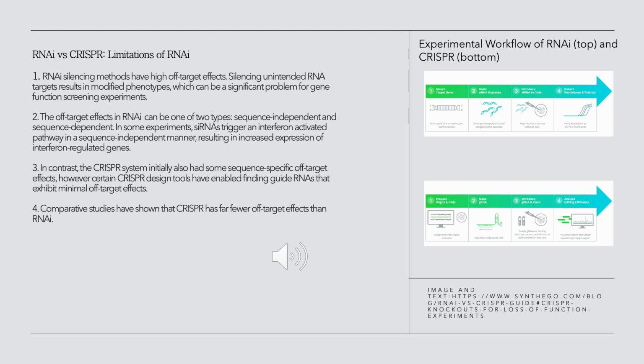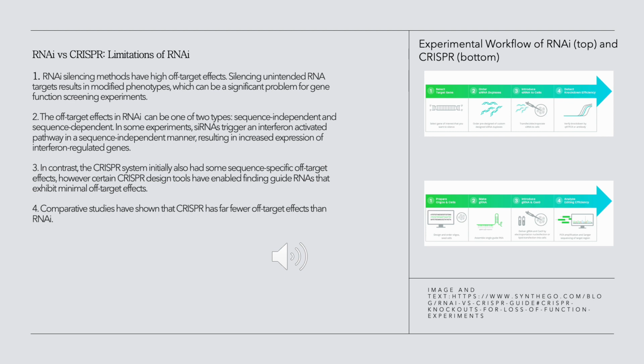The off-target effect in RNAi can be one of 2 types, either sequence-independent or sequence-dependent. And in some experiments, the siRNAs trigger an interferon-activated pathway in a sequence-independent manner, which results in an increased expression of interferon-regulated genes. Sometimes that can be very problematic in genetic experiments.